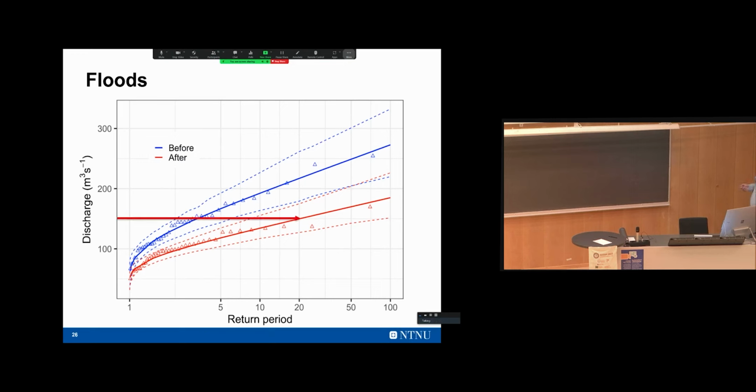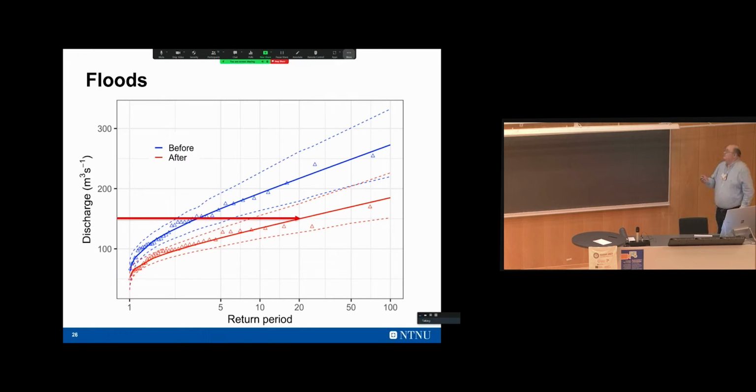And you see that, for example, for a discharge of 150 cubic meters, the blue one is the frequency before. And this had an average occurrence around each third year. After regulation, the recurrence interval is now 20 years. So the small floods that probably are very important for maintaining the channel, the time between each flood on average has increased quite a lot. And that must have an effect on the morphology and the habitats.